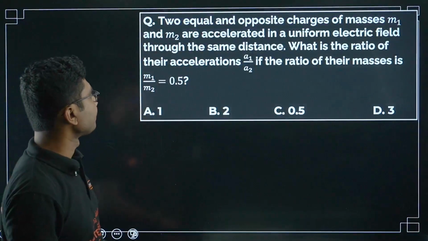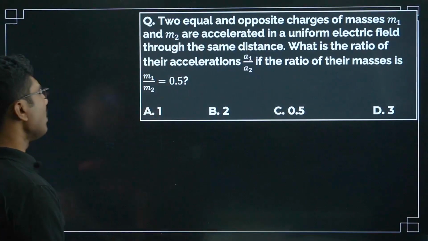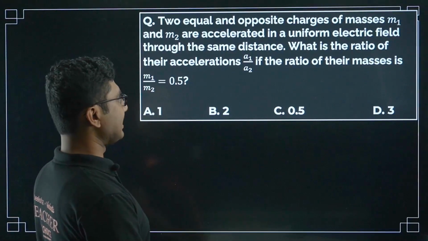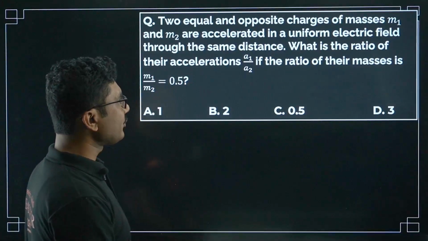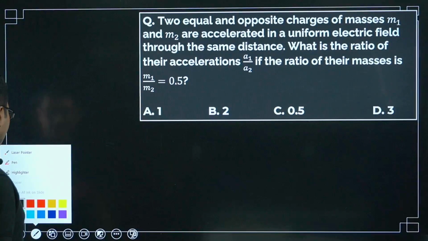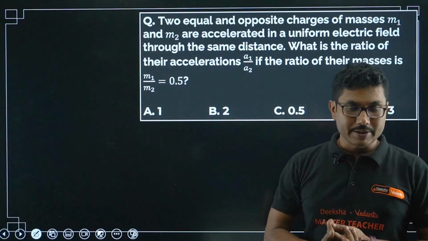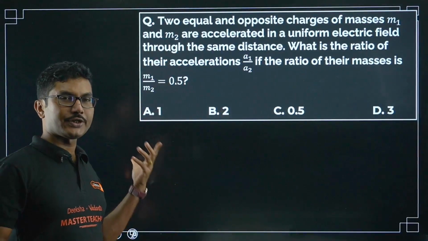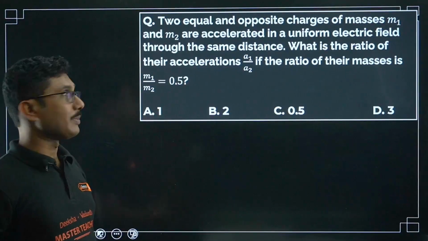Now let's see one question. Two equal and opposite charges of masses m1 and m2 are accelerated in a uniform electric field through the same distance. What is the ratio of their accelerations a1 by a2 if the ratio of their masses m1 by m2 equals 0.5? Now this is based on the entire chapter summary. We have already completed a lot of concepts from this chapter, so this is the last question from this chapter. There will be some homework questions, but before that this is a kind of summarizing the entire chapter. So let's see.